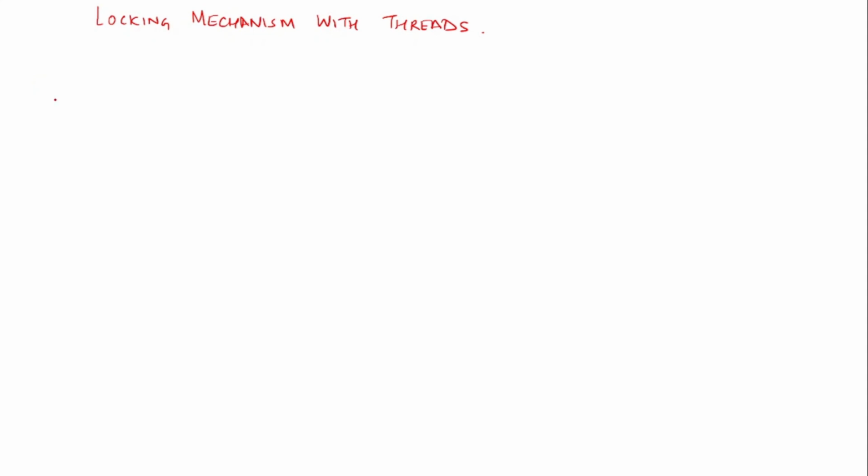So hello everyone. In this video we'll be looking into the locking mechanism with threads. So we'll be discussing what exactly you understand by the concept of thread synchronization. As we have already seen, the concept of multi-threading involves multiple threads which are executing in parallel. Obviously, when multiple threads are executing concurrently, we might have certain synchronization problems.